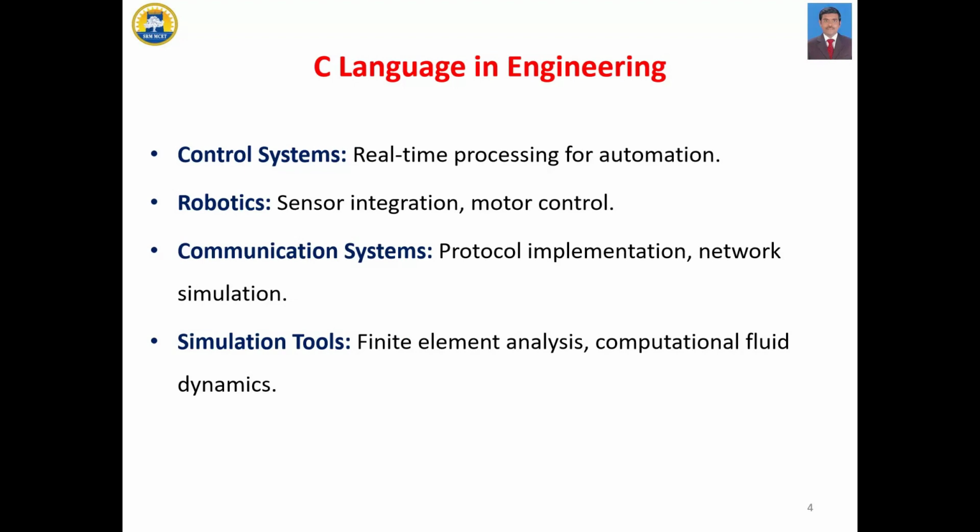C language in engineering. In control systems, C language is used for real-time processing for automation. In robotics, sensor integration and motor control are done using C. In communication systems, protocol implementation and network simulations. In simulation tools, finite element analysis and computational fluid dynamics are done using C.